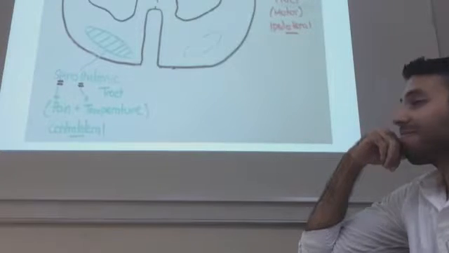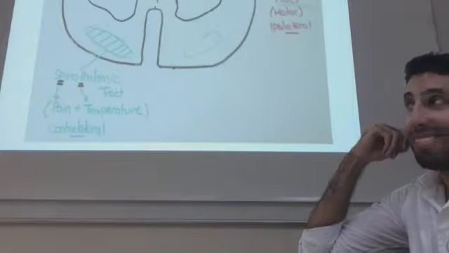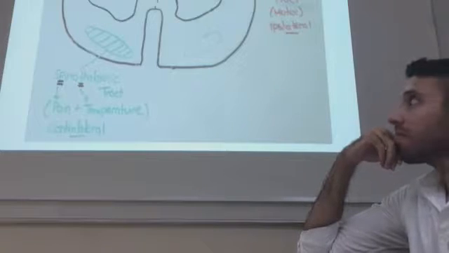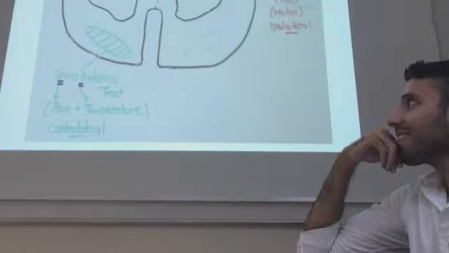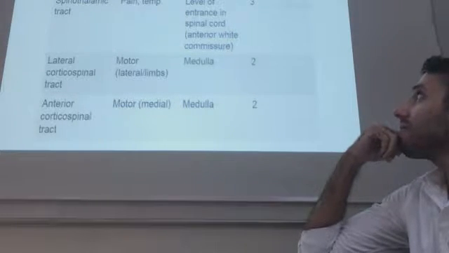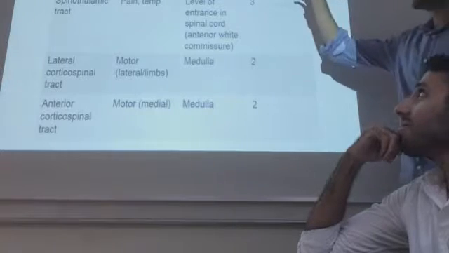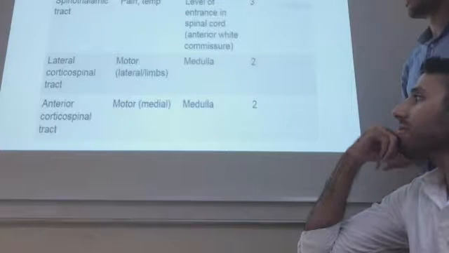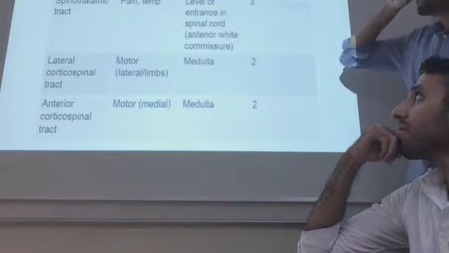Yes, okay? And then therefore your two descending tracks come from your brain. Therefore they're called cortico, and then go down the spine. Spinal, that's why they're the motor tracks, okay? Alright, so to break it down for you, you have your dorsal, spinothalamic, lateral, and anterior corticospinal, okay?